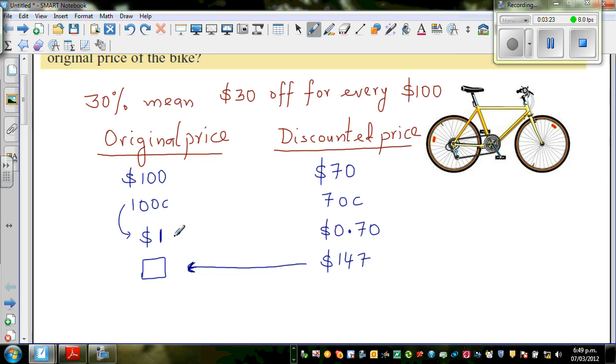Let us now think from year to year. Now, let me use a different color. Answer me, 1 times what would give you 0.7? That's pretty easy: 1 times 0.7 would give you 0.7. So if you're going this way, you're multiplying. If you want to go backwards, you have to do the opposite of times, which is divide by 0.7. So the original price that you want to find is 147 divided by 0.7.